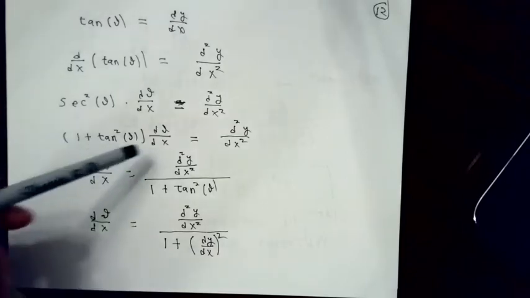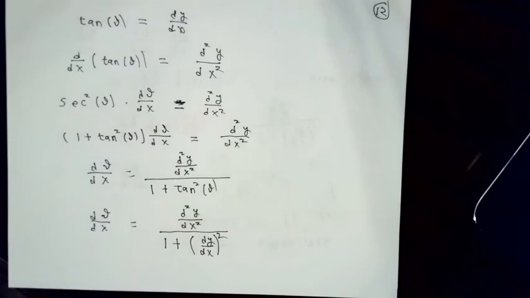If I divide both sides by 1 plus tangent squared, I find out that the rate at which the angle of inclination changes with respect to the x variable is the second derivative of y with respect to x over 1 plus tangent squared of theta, but tangent of theta is dy dx. So the rate of change of theta with respect to changes in the x coordinate is the second derivative of y over something that should seem vaguely familiar to us.